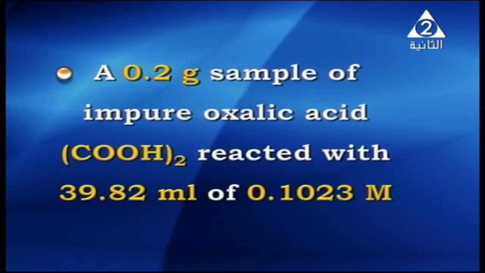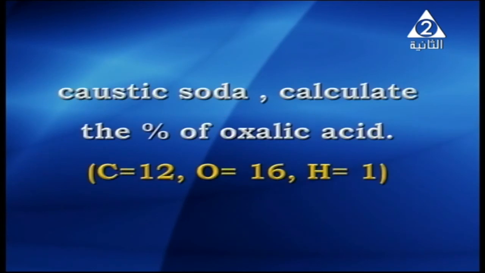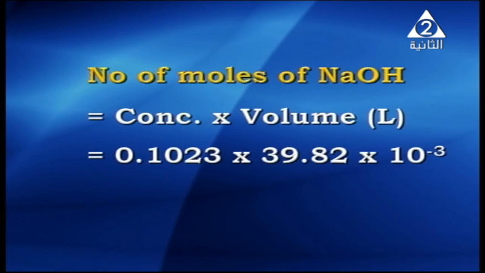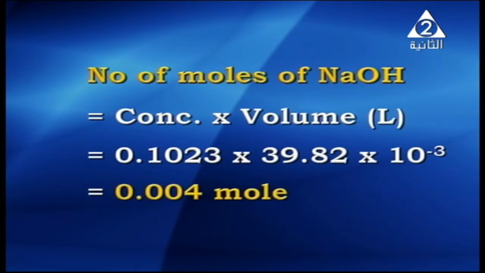Problems. 0.2 gram sample of impure oxalic acid (COOH)2 reacted with 39.82 milliliter of 0.1023 molar caustic soda. Calculate the percentage of oxalic acid where the atomic mass of carbon equal 12, oxygen equal 16, hydrogen equal 1. Solution. The number of moles of sodium hydroxide equal concentration times volume, so equal 0.1023 times 39.82 times 10 to power negative 3 equal 0.004 mole.